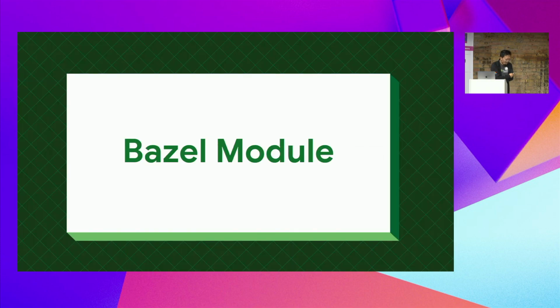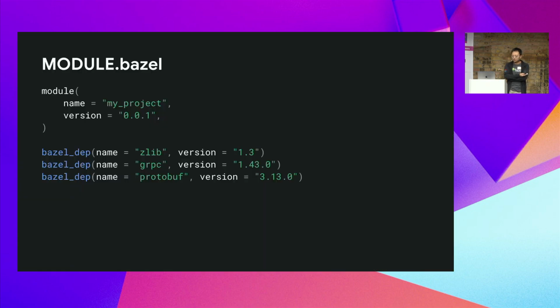So the first concept of Bzlmod is the Bazel module. It's basically like a Maven package or a Cargo crate. It's the unit of dependency for Bazel. And you can define your dependencies with MODULE.bazel. It's all very clean and nice. You only need to declare your direct dependencies. For example, the transitive dependencies of gRPC and protobuf here will be automatically resolved.